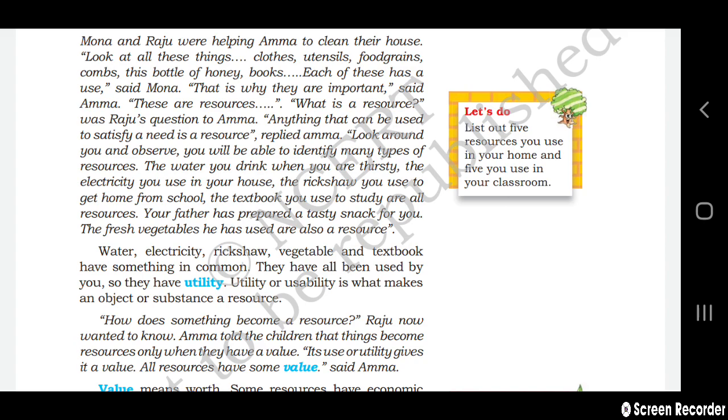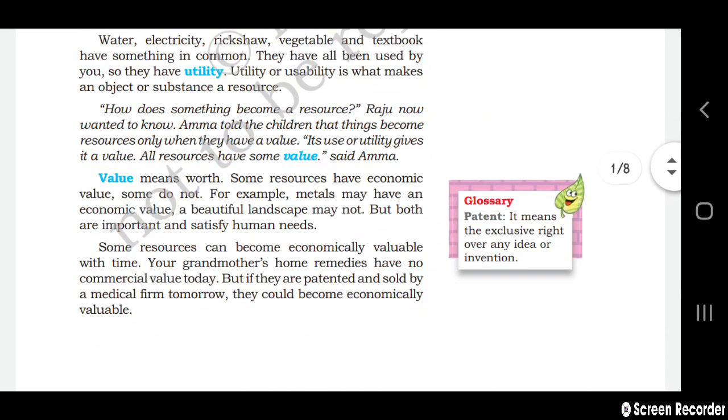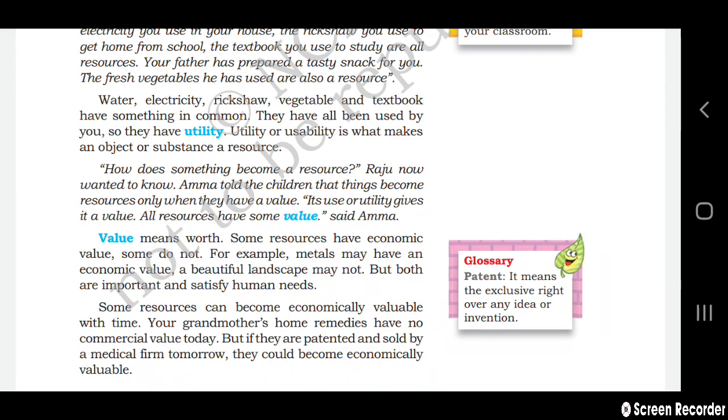Your father has prepared a tasty snack for you. The fresh vegetables he has used are also resources. Water, electricity, rickshaw, vegetable and textbook. They are some of the common things you can see. They have all been used by you, so they have utility. Utility or usability is what makes an object or substance a resource.